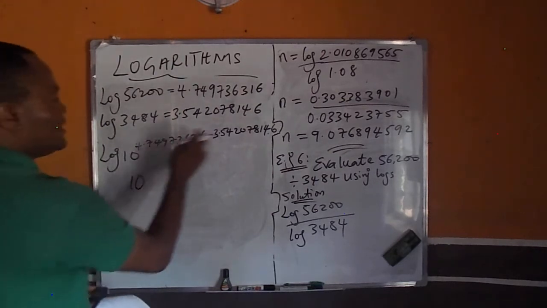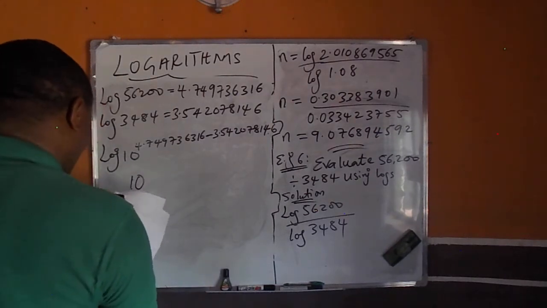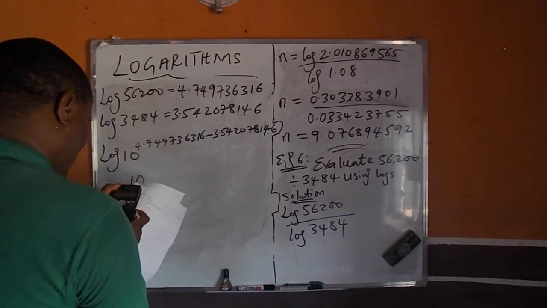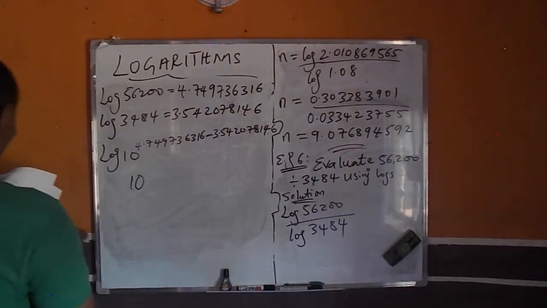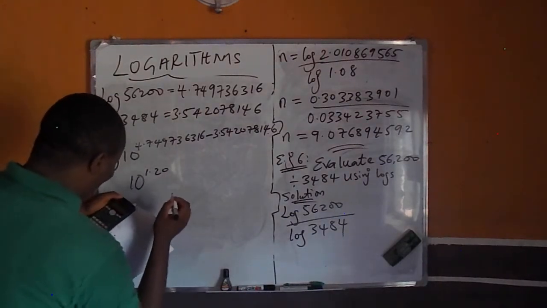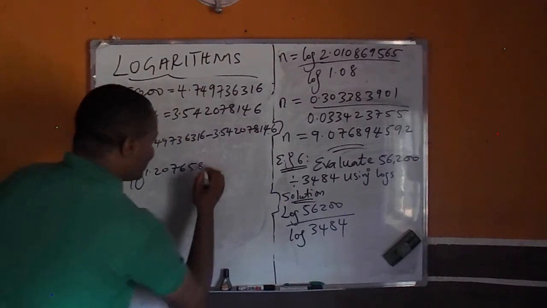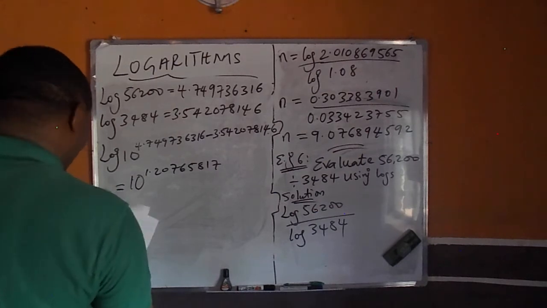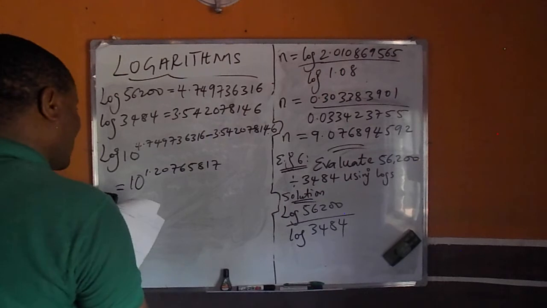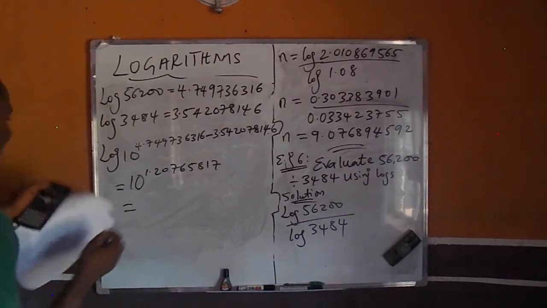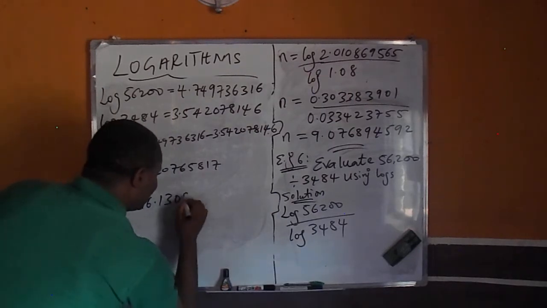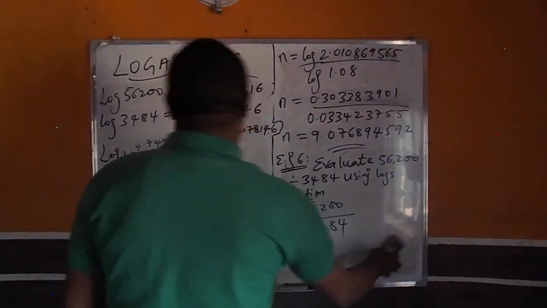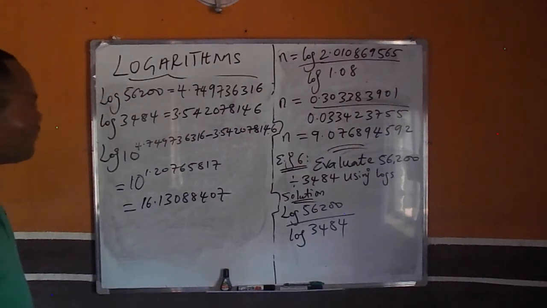Now we have 10 raised to the power this minus that. What do we have? We have 1.20765817, so our final answer equals 10 raised to power 1.20765817. Our final answer will give us 16.1308407. That is our final answer for example 6.